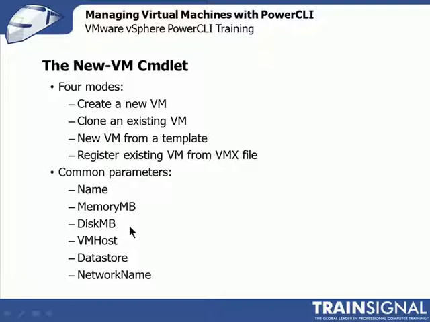Disk MB, similarly, is going to be the number of megabytes, but we're talking about disk storage instead of RAM. VM host is going to be the location where you're placing this virtual machine workload. Data store is where you're going to place the virtual machine files, the VMX file and the disk files and everything else related to a virtual machine. And then network name, especially if you've got multiple networks, you're going to need to specify which one your virtual machine is going to be connected to.